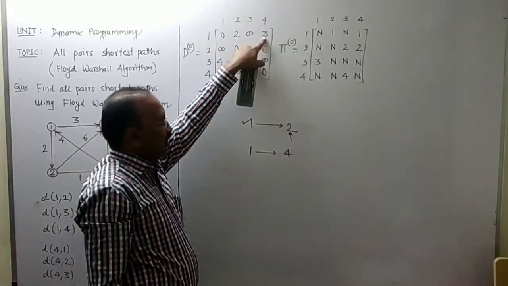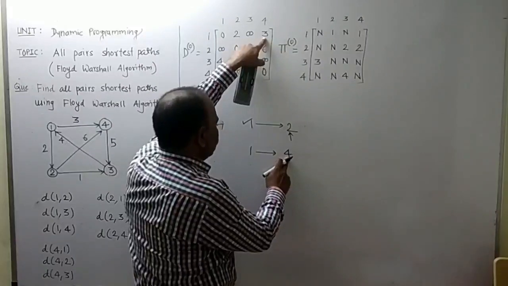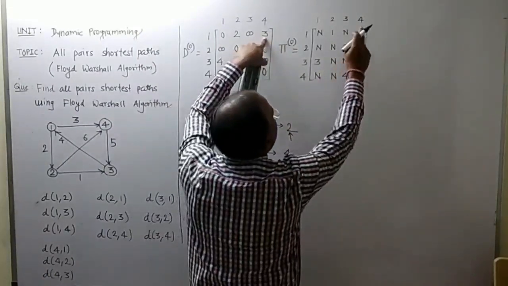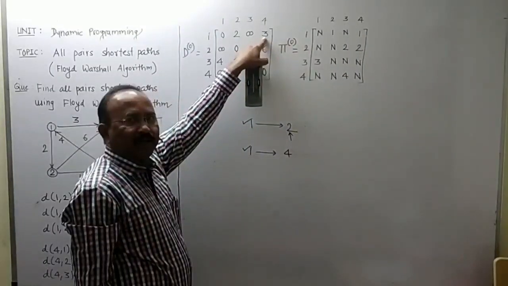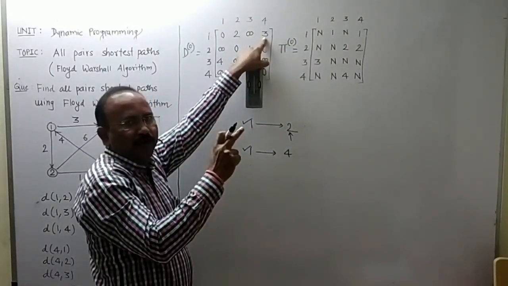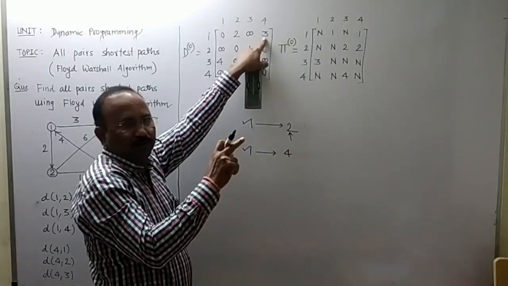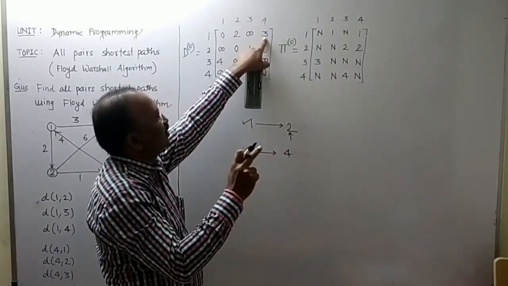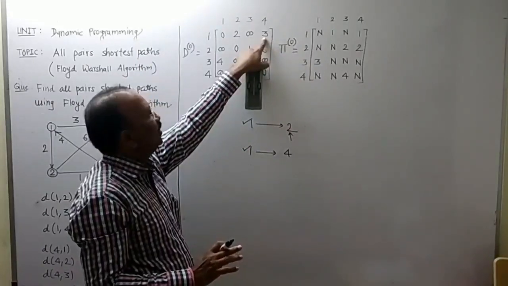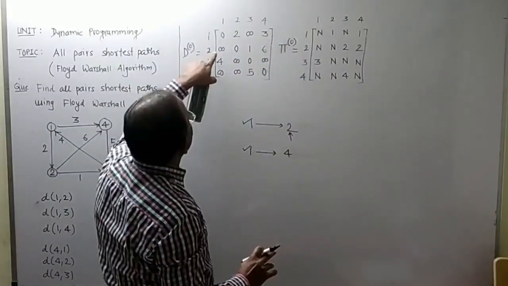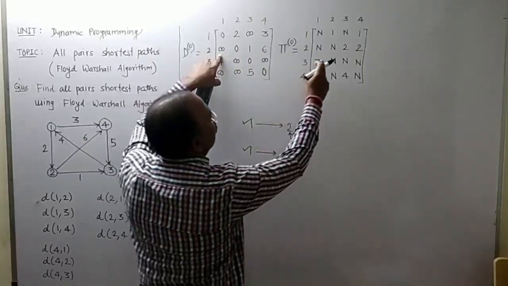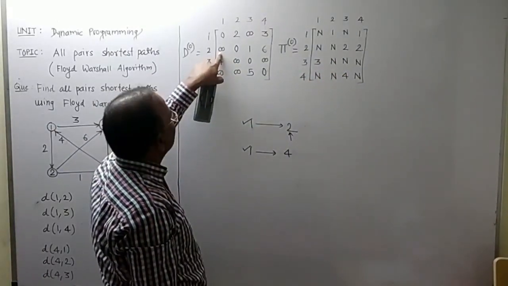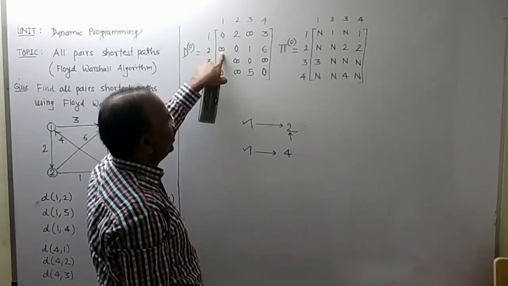Distance is 3, but if 4 is the destination, what will be the predecessor? The predecessor will be 1, so that's why 1 is written. It means that in the first row, write 1 for the values greater than 0 and less than infinity, and for the second row write 2 for the values greater than 0 and less than infinity.